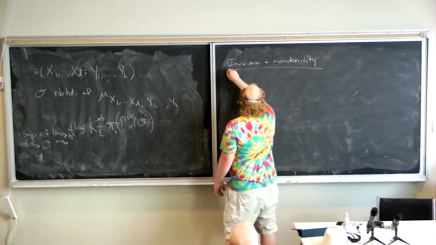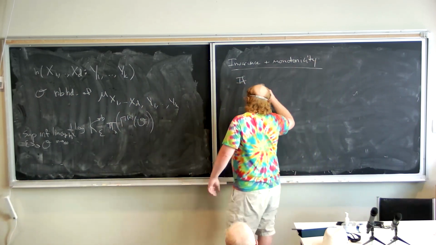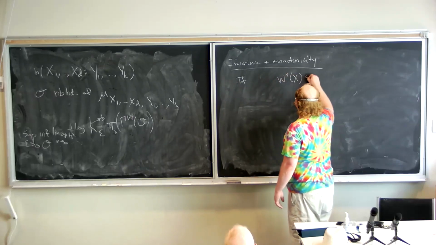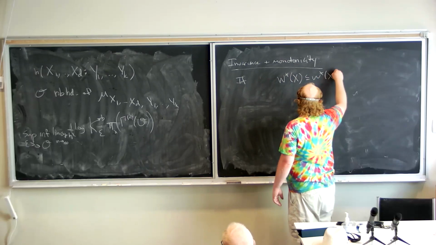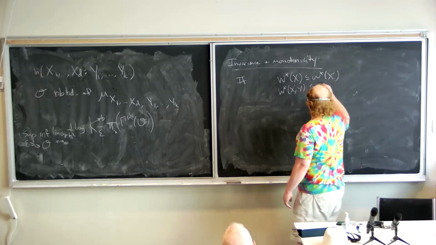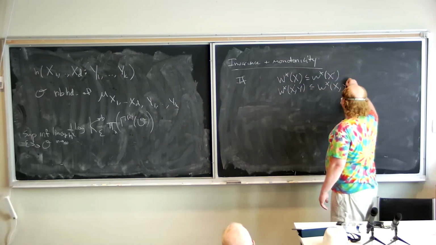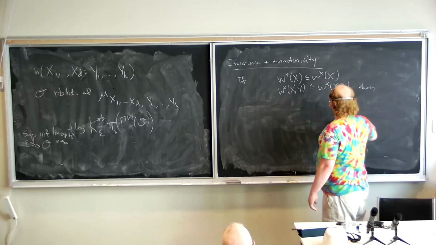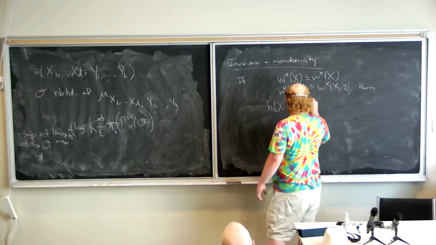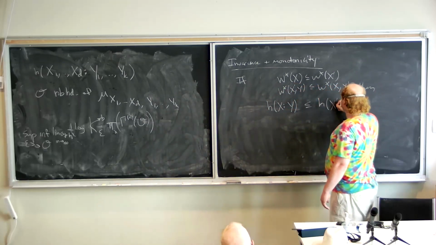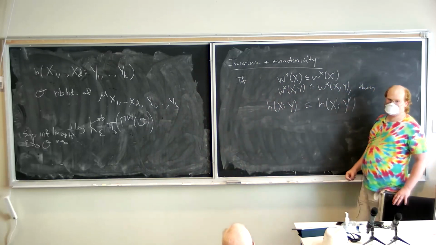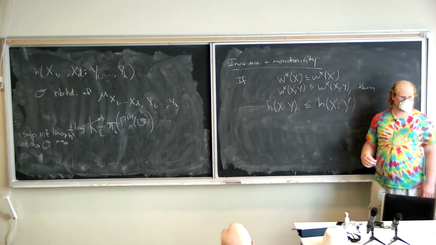So if you have W star of X contained inside W star of X prime, and W star of X prime and Y prime contained inside W star of X, Y, then this is less than or equal to this. So here, the X, Y, and X prime and Y prime are all tuples. They can each have different numbers of elements in the tuple.